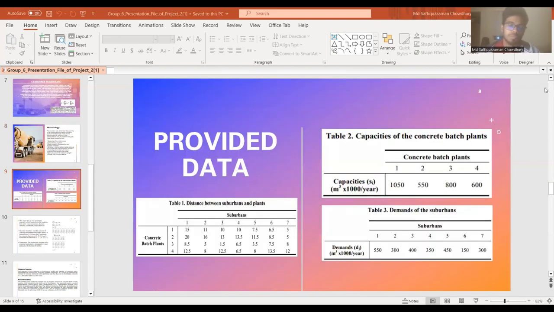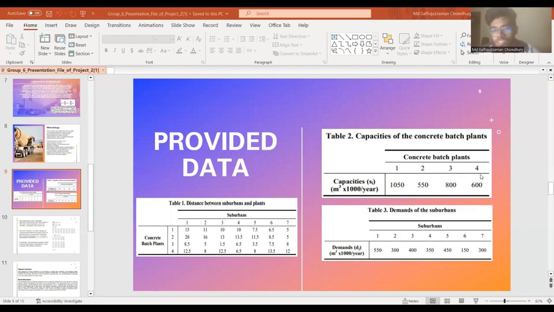So from our paper, we have been provided some data to reproduce the result. We can see there are 7 suburbs and 4 batch plants, and the distance has been given from each batch plant to each suburb. We also can see the capacity which each batch plant can produce per year, and the unit is thousand cubic meters for the concrete.